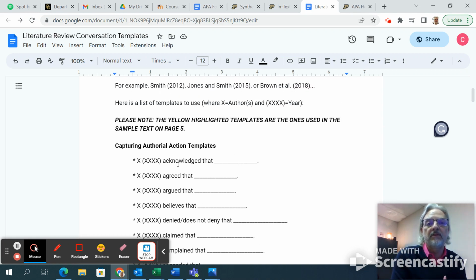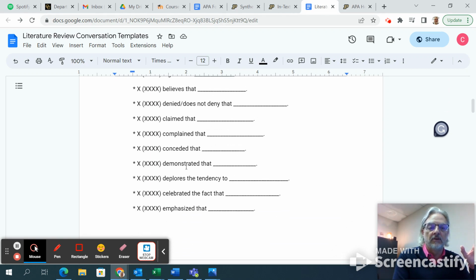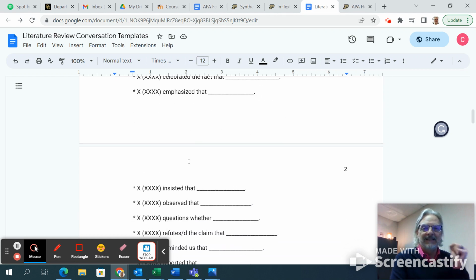It is really important to capture, not just say that so-and-so said, right? Jones said, Jones stated, okay? Well, we know that they did that, but what were they doing in their statement? And I think that's what really sets a good literature review apart, because when you start to capture what the author is doing, that helps you put it in a conversation with another author. So if you've got one that is celebrating something, and another one that's complaining about something or conceding something or emphasizing something, those are different ways to put text into conversation with one another. First off, get the authorial action.